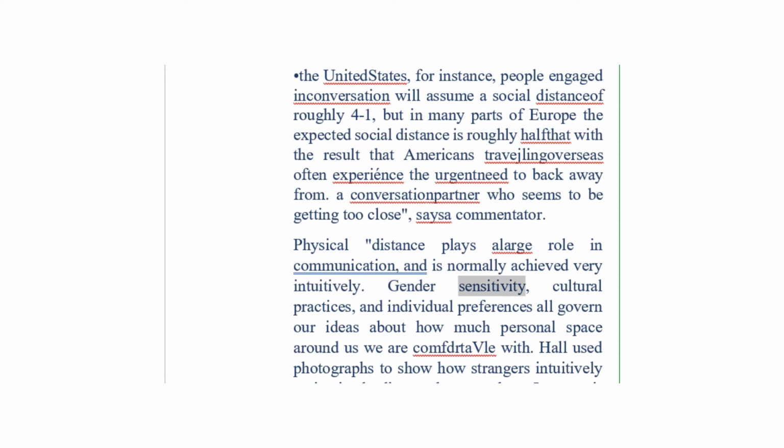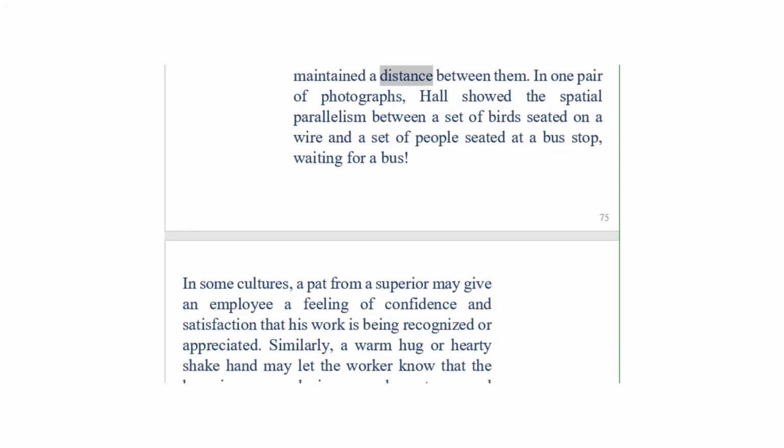Gender sensitivity, cultural practices, and individual preferences all govern our ideas about how much personal space around us we are comfortable with. Hall used photographs to show how strangers intuitively maintained a distance between them. In one pair of photographs, Hall showed the spatial parallelism between a set of birds seated on a wire and a set of people seated at a bus stop, waiting for a bus.